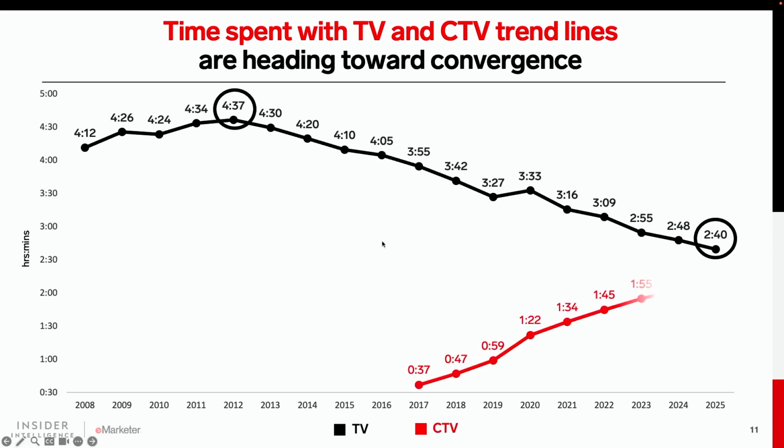Now, looking at CTV, the trend line, of course, heads in the opposite direction. We've only been tracking this since 2019, but the data is crystal clear. We're not quite at a crossover point yet, but all signs are that it'll happen later this decade. And the delta between these two lines was well over 3 hours back in 2017, and by 2025, it'll be less than 30 minutes.